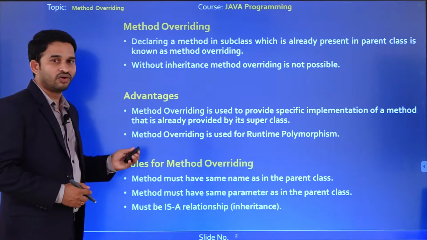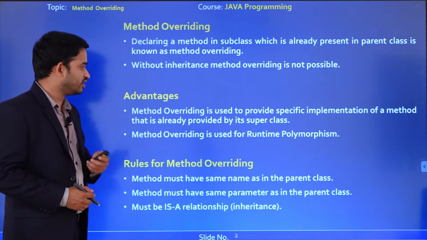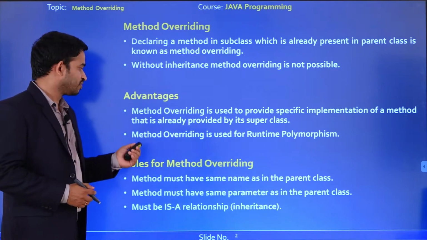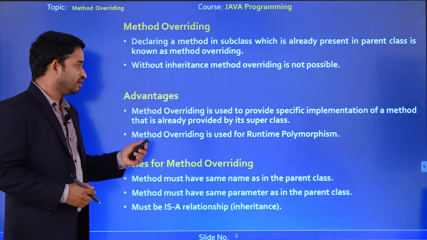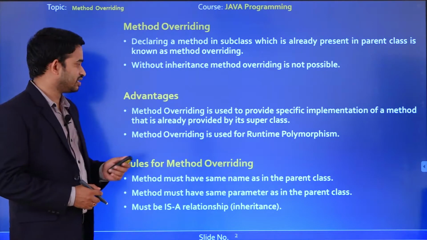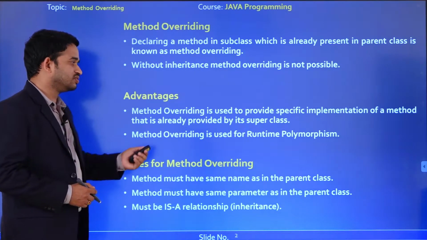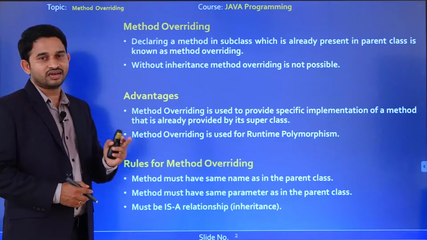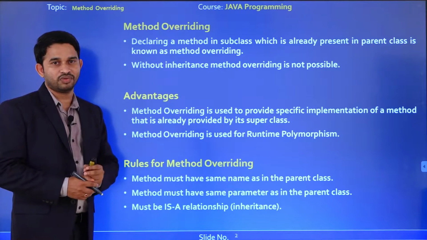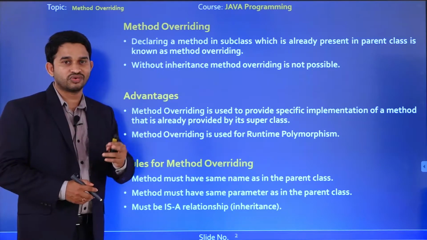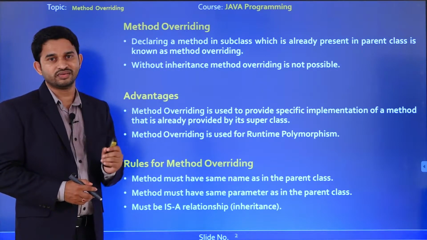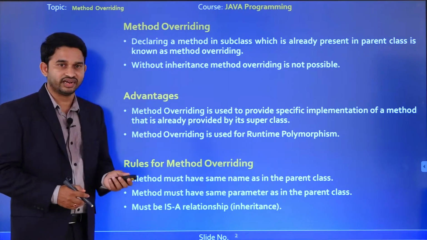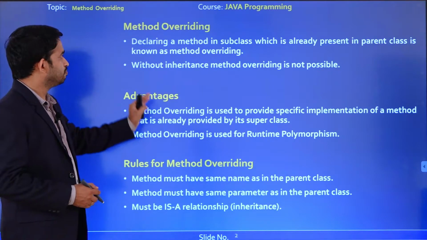The next one, what are the advantages of method overriding? Method overriding is used to provide a specific implementation of a method that is already provided by its superclass. The next is that method overriding is used for runtime polymorphism. There are two types of polymorphism, runtime polymorphism and compile time polymorphism. Compile time polymorphism is also known as method overloading, whereas runtime polymorphism is also known as method overriding. So these are the advantages of method overriding.